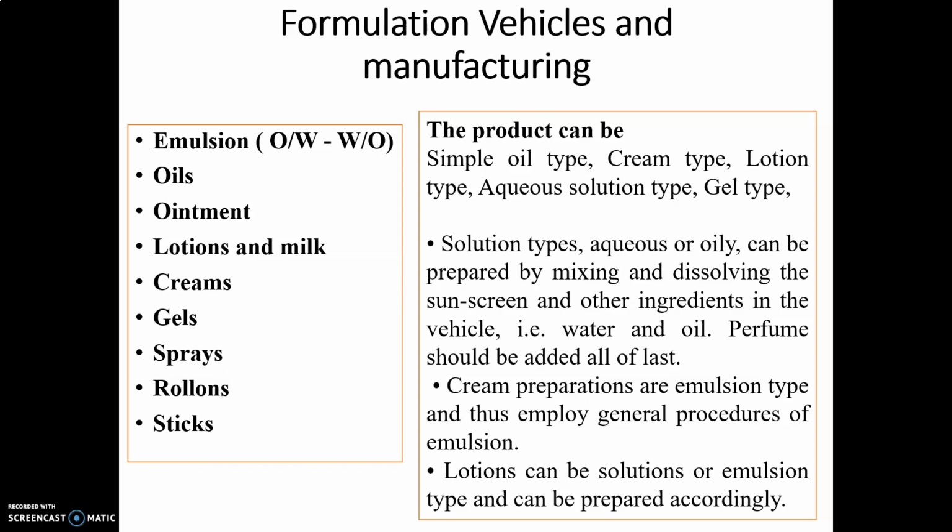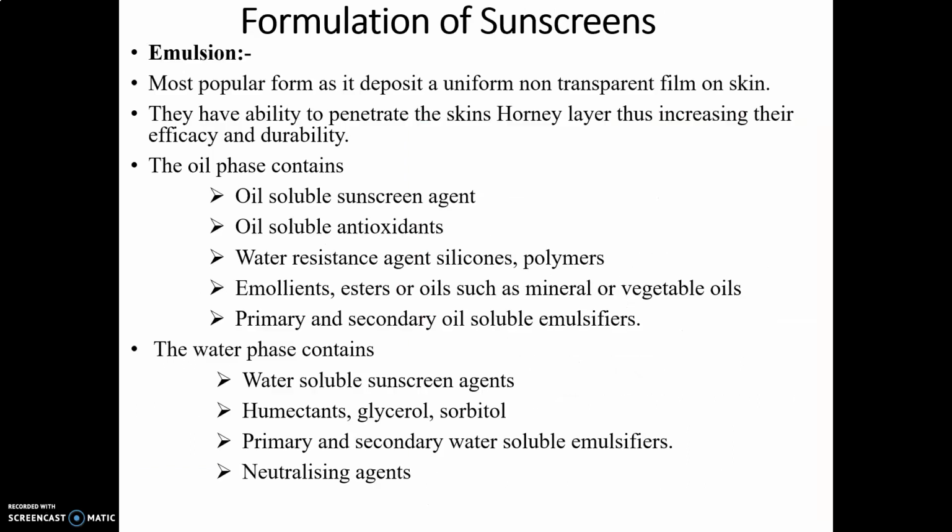You can have a lotion also. That lotion can be a solution or an emulsion type of system. So according to the preparation type, you can decide a suitable technique for the development of a sunscreen product. Emulsion is the major class available in the market as a sunscreen product, because the majority of sunscreens are available either in a lotion form or in a cream form. It is the most popular form as it deposits a uniform non-transparent film on the surface of the skin.